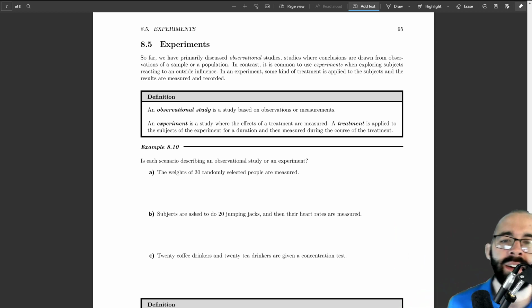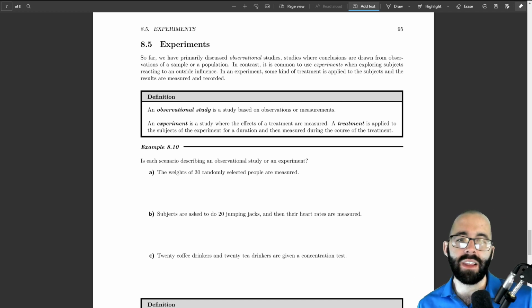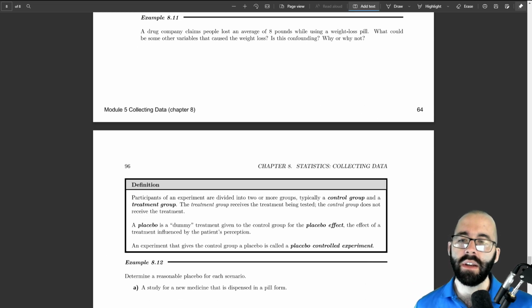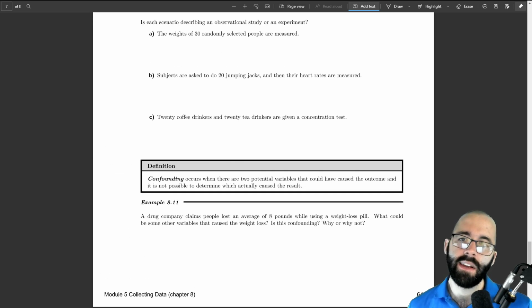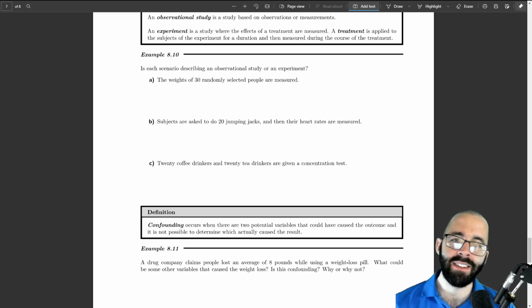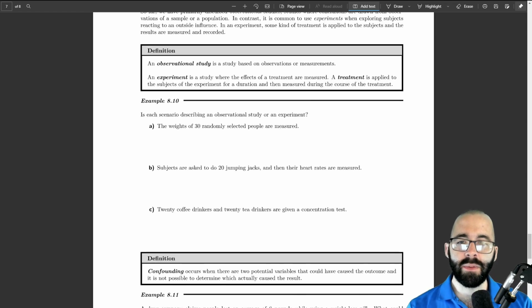Contrast that to an experiment. An experiment is a study where the effects of a treatment are measured. So a treatment is applied to the subjects for a duration and then measured during the course of the treatment. A huge, huge thing in experiments is going to be this stuff down here. I don't want to get ahead of myself too much. I like jumping around. So let's get into this with some examples.